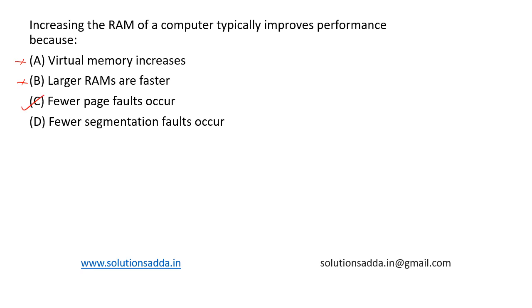Option D, fewer segmentation faults occur. A segmentation fault is a common condition that causes a program to crash. This is because the program is trying to read or write an illegal memory location. It is clear that a segmentation fault is not related to the size of the RAM, or to increasing the RAM. So option D is also not the right choice. So based on the options, fewer page faults occur, and option C is the right answer here.